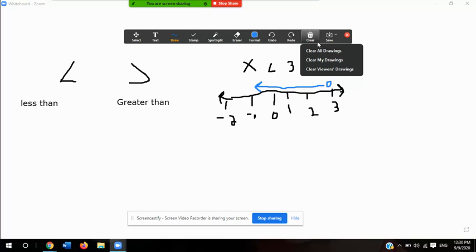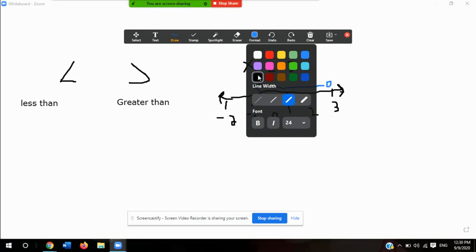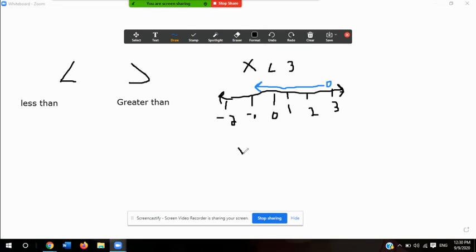Now, again, let me clarify this. Why is 3 not part of the answer? Let's suppose we want to check to see if this inequality statement is true. So I have x is less than 3. If I say 3 is less than 3, that makes no sense, because 3 cannot be less than 3. 3 is equal to 3, right? So that's why 3 is not part of my answer, because it makes this statement false.